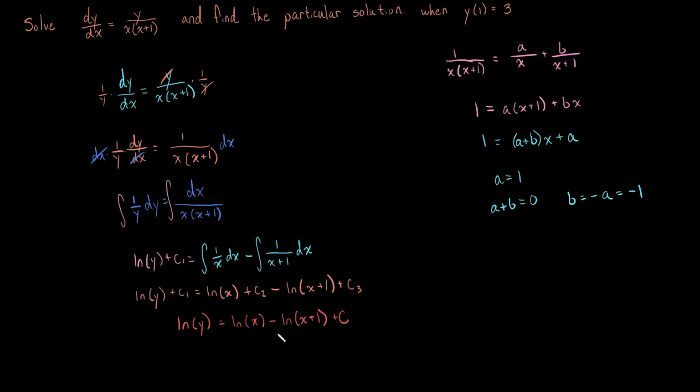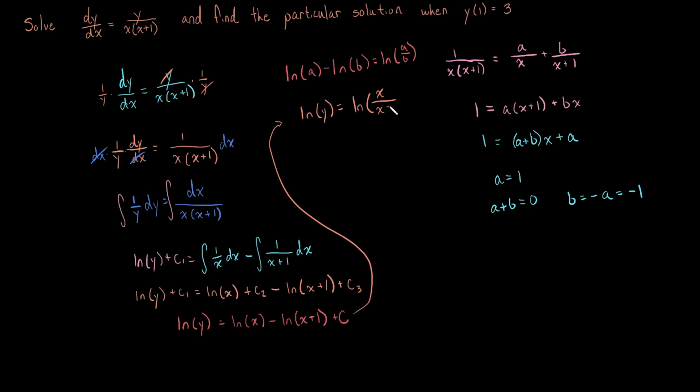plus c. Now, if you go back and remember your properties of natural logarithms, the natural log of a minus the natural log of b is equivalent to the natural log of a divided by b. Knowing that, we can combine these two natural logs right here. So natural log of y is equal to the natural log of x divided by x plus 1, plus c.